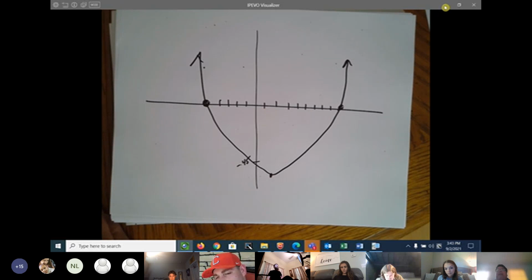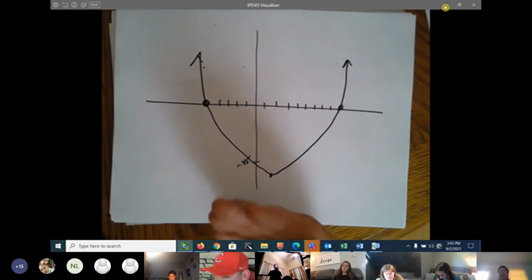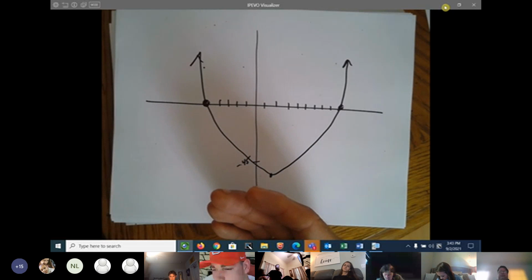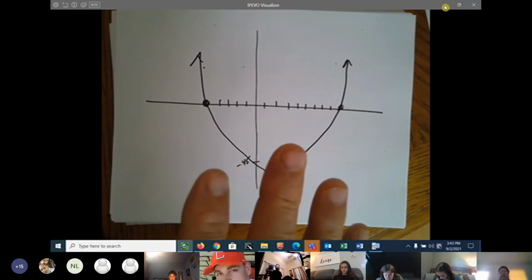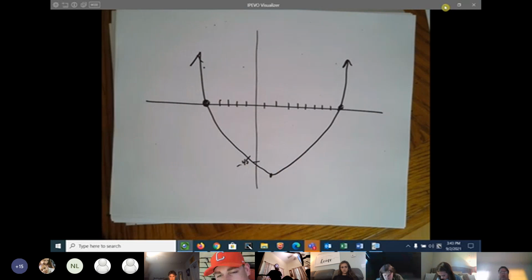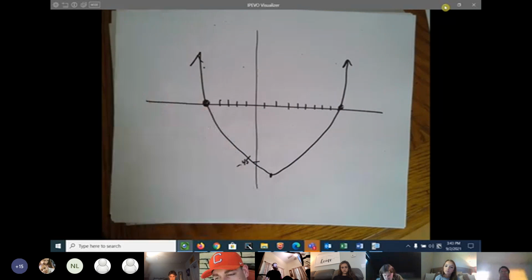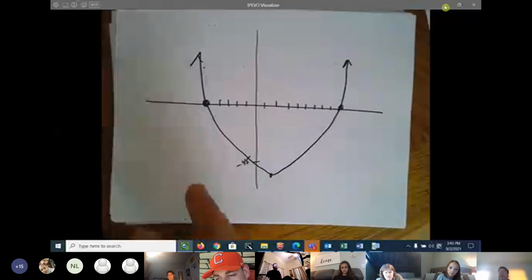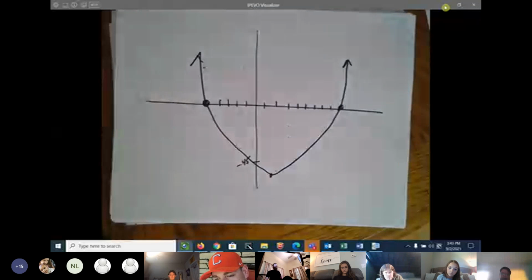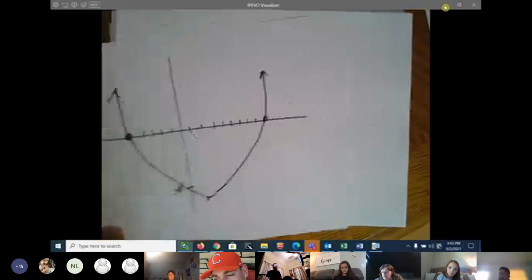What I was trying to get at is after you have done completing the square 5 or 10 times, you start to see that it's actually more bang for the buck. You get all the x-intercepts, the vertex, the y-intercept, all of that with just one operation. So a lot of people like it. I know I do.